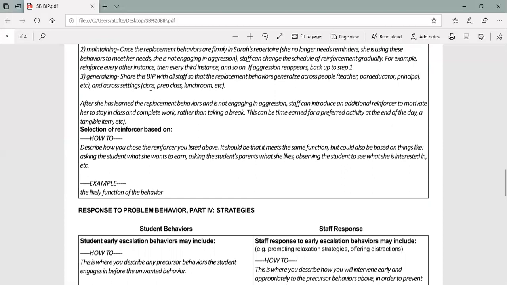Also generalize across settings. What about in prep class? What about if it's a younger kiddo? What about yard duty when they're at recess? So that's what generalization means.